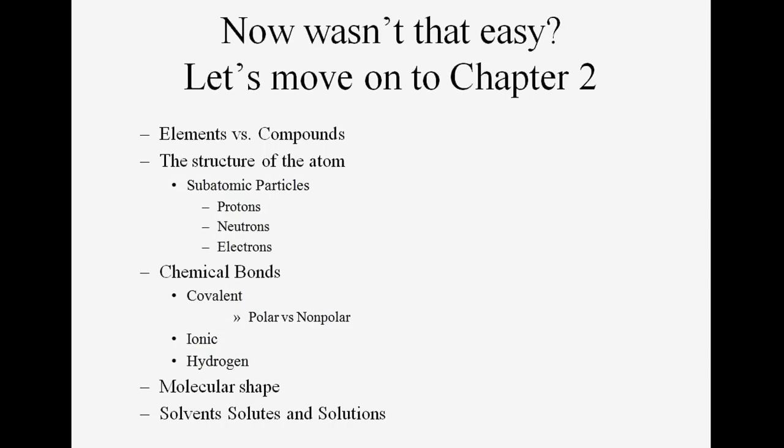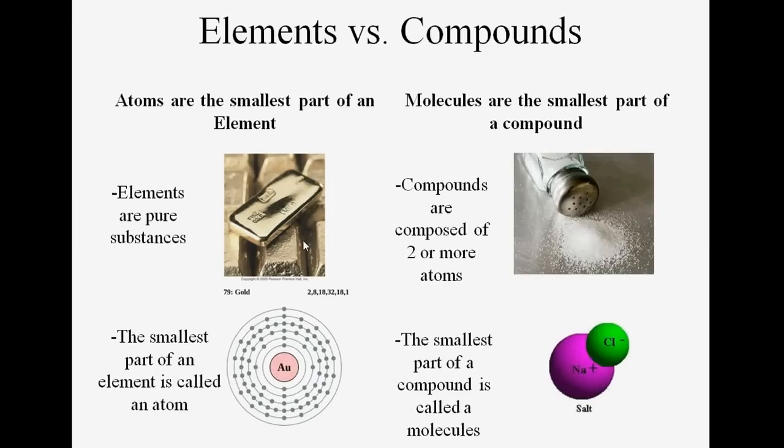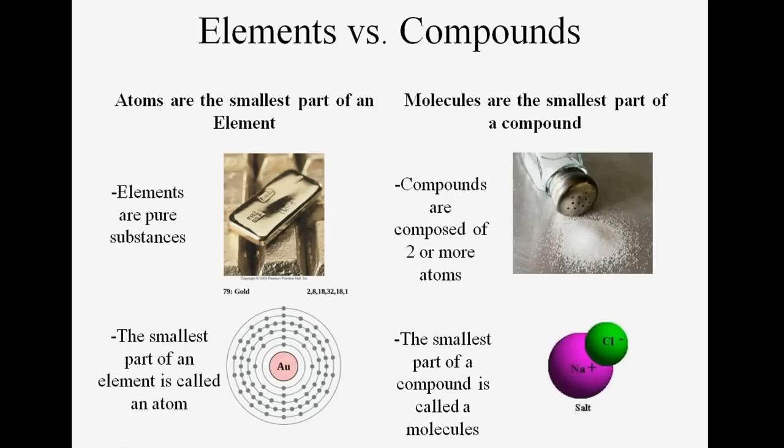Okay, chapter 2 talks about elements and compounds, the structure of the atom, chemical bonds, molecular shape, and solvents, solutes, and solutions. So let's start off first and talk about elements versus compounds. Remember, you guys learned elements are pure substances. Your gold, your silver, your titanium, hydrogen, carbon, nitrogen. Those are elements. Now, when you break the element up into its smaller part, you're going to get an atom.